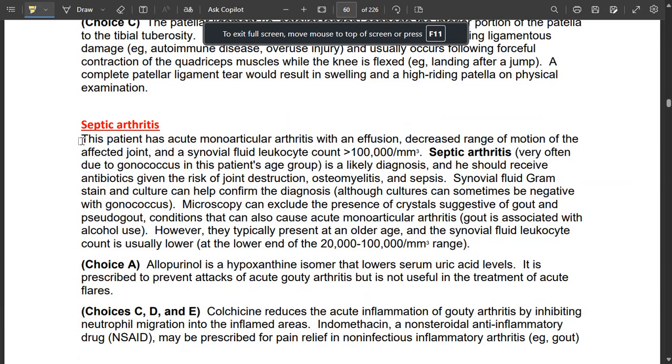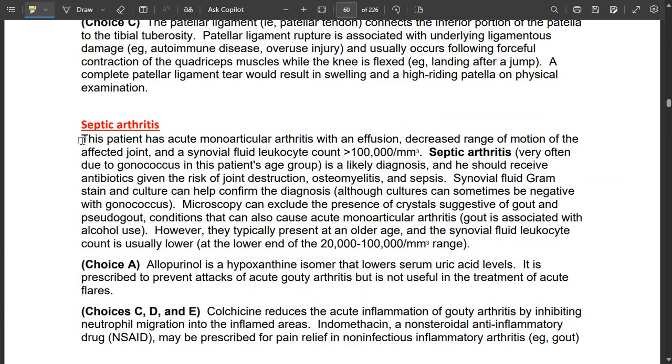This is an easy topic now. The patient has acute monoarticular arthritis with an effusion, decreased range of motion of the affected joint, and synovial fluid leukocyte count more than 1 lakh. So the synovial fluid WBC count is more than 1 lakh, with decreased motion and acute monoarticular arthritis with an effusion. So we suspect septic arthritis.